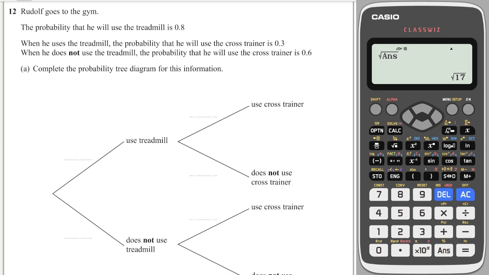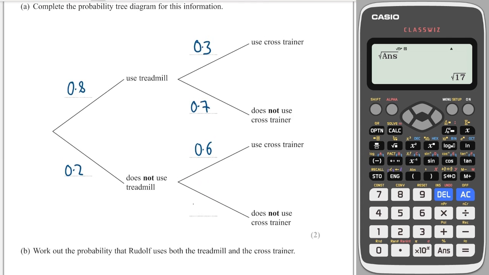Okay, Rudolph goes to the gym. The probability that he uses the treadmill is 0.8. Okay, great, that can go here. And the complement to 0.8 is 0.2, because they add to 1. When he uses the treadmill, the top branch, the probability that he will use the cross trainer is 0.3. And therefore the complement of that is 0.7, again because they add to 1. And when he does not use the treadmill, the probability that he uses a cross trainer is 0.6, so that goes in there. And again, the complement of that is 0.4 because they add to 1.